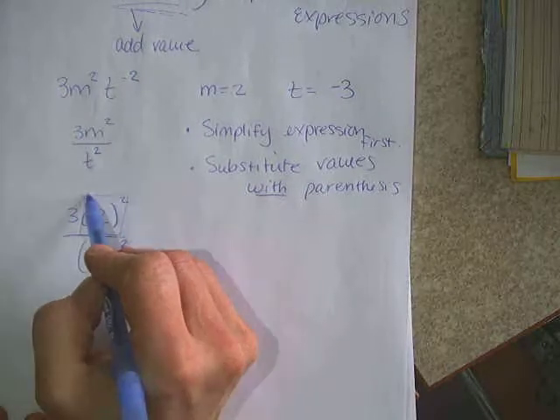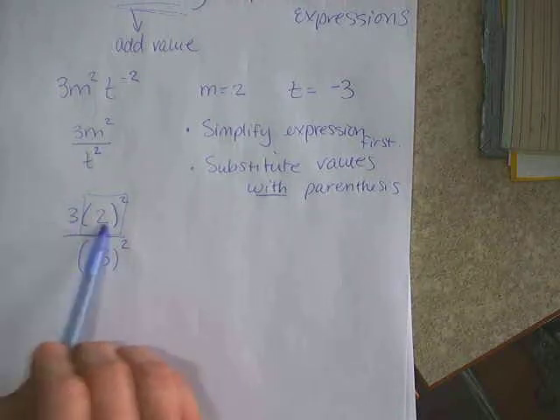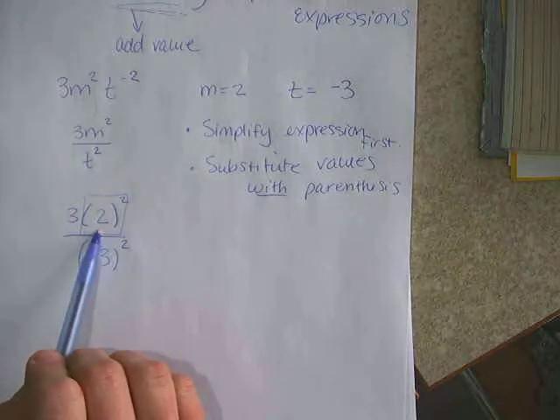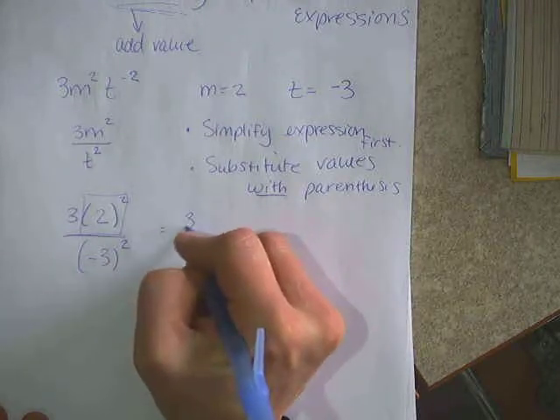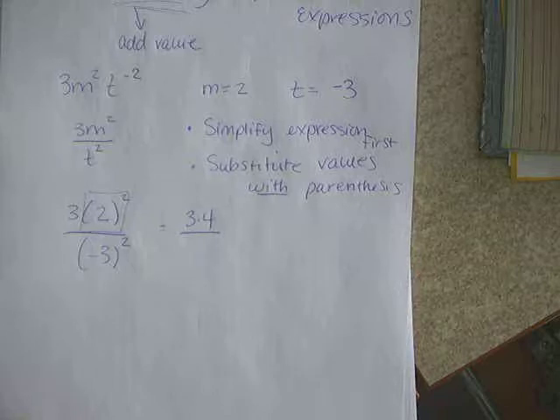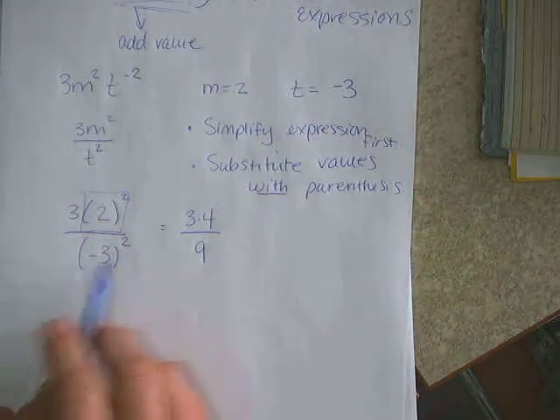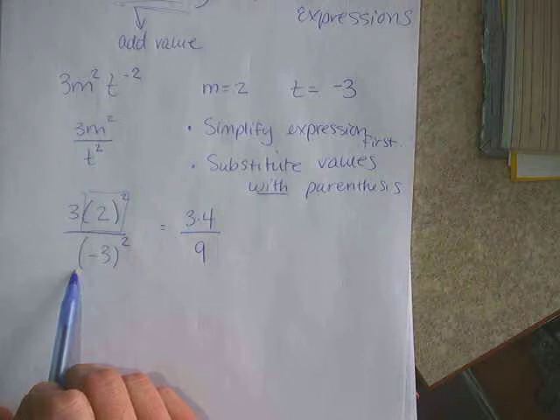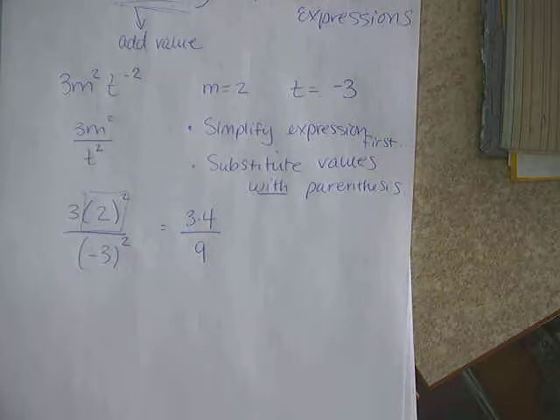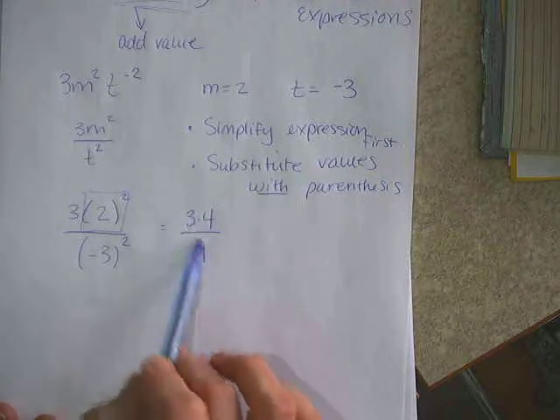Now, we dealt with a little bit of this earlier this year. Exponents happen before multiplication, so you're not going to square 6. You're going to square 2. So this would be 3 times 4 over, what is negative 3 squared? Positive 9. That negative gets the exponent because it's in the parentheses. And it should be when we're evaluating, right?